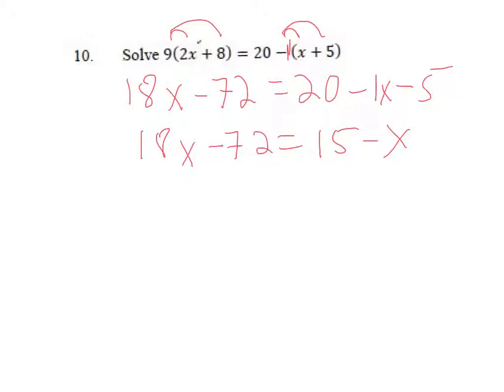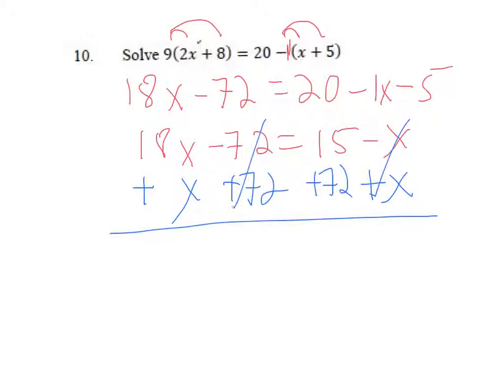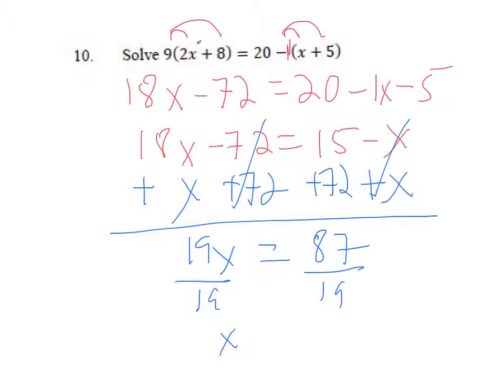Now what I'm going to do is I'm going to do a couple things at once, and I'll write this out for now. What I'm hoping you get to is you don't have to write this part out. I'm going to add x to both sides. You could draw a line, keep going. I'm going to add 72 to the other side. Okay, now what that does for me is that leaves me 19x equals, what is that, 87? Then I divide by 19. That's not a whole number, so I'm going to leave it just like that, 87 over 19.